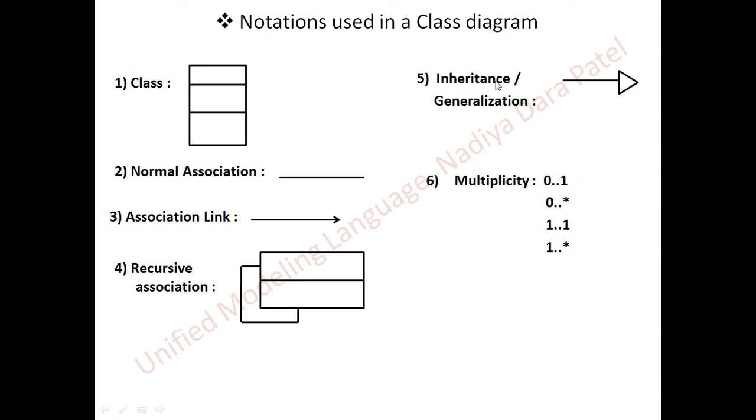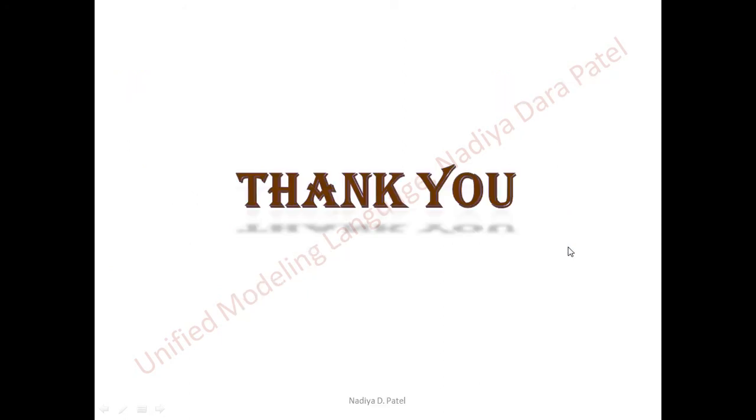Next is the inheritance or generalization symbol, which again we have already studied in the use case diagram. If you are not familiar with the association and generalization symbols, kindly go through the use case video. And finally we have the multiplicity, which we already know from DFDs and ERDs. This is just about relationship, which is 0 to 1, 0 to many, 1 to 1, and finally 1 to many.